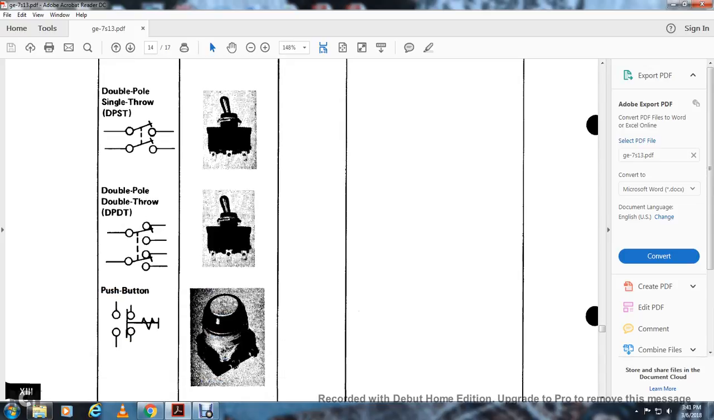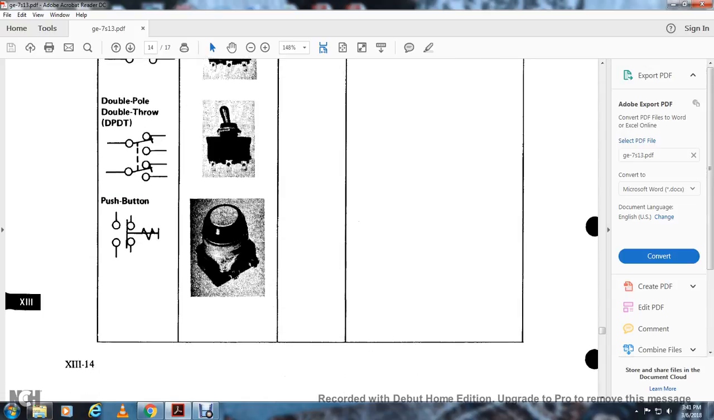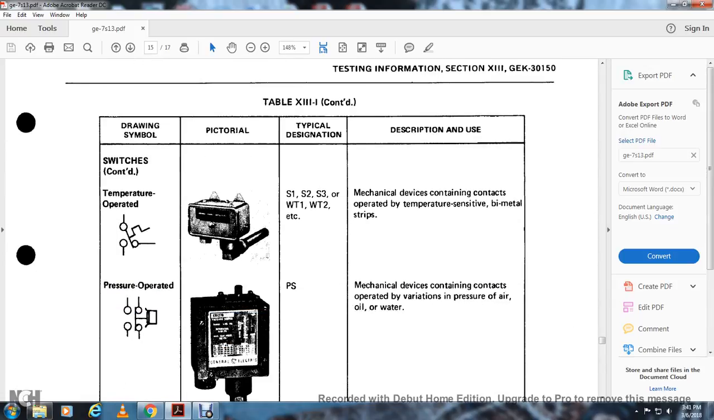A push button is a line with a button in between. It would be push button operated.